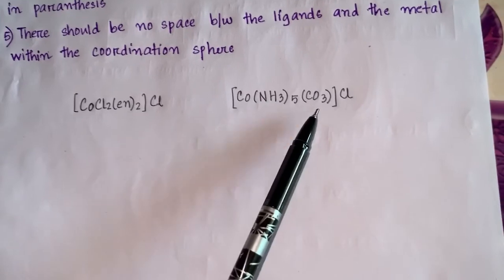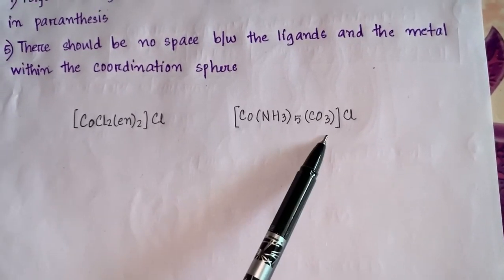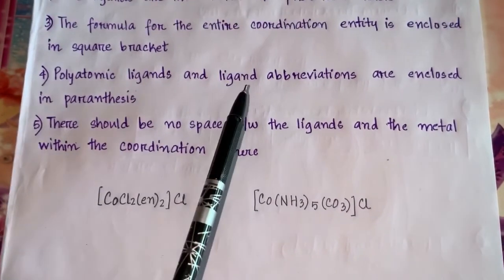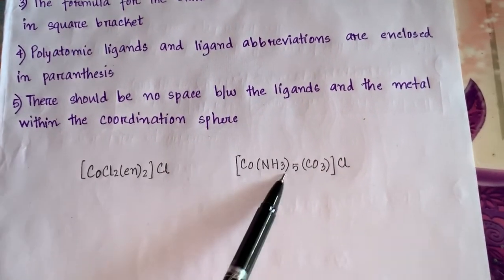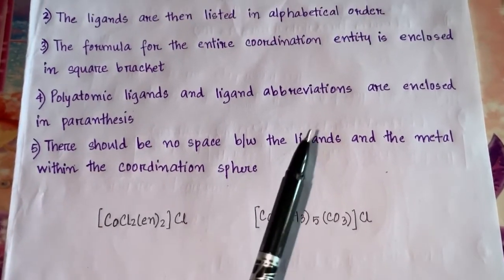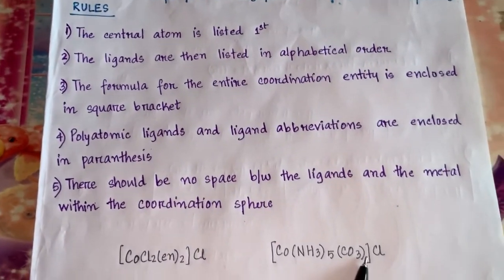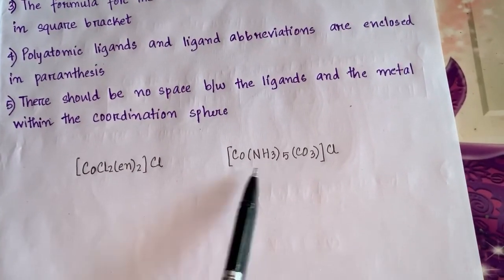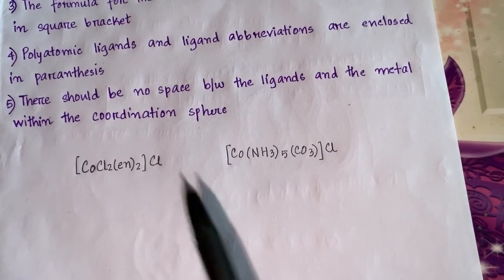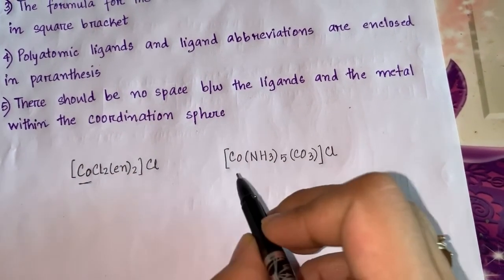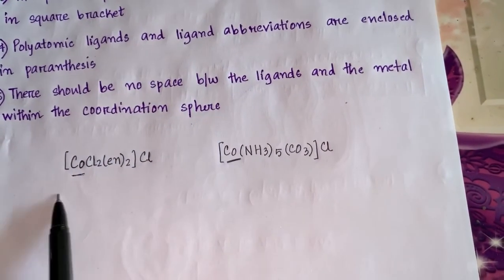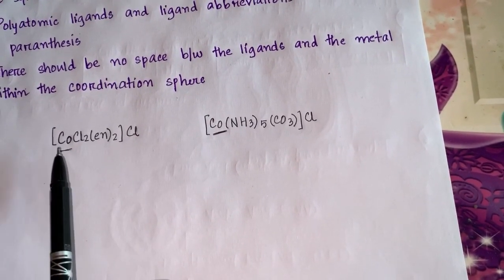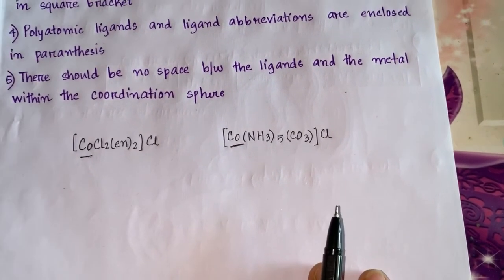So these are two different coordination compounds, and now let's see whether these formulas follow or abide by the rules mentioned above. The first one, as we have seen, says that the central atom is listed first. Yes, here in both the cases we can see that cobalt is the central metal atom, and in both the formulas it is listed first. It is having the first position in both the formulas.